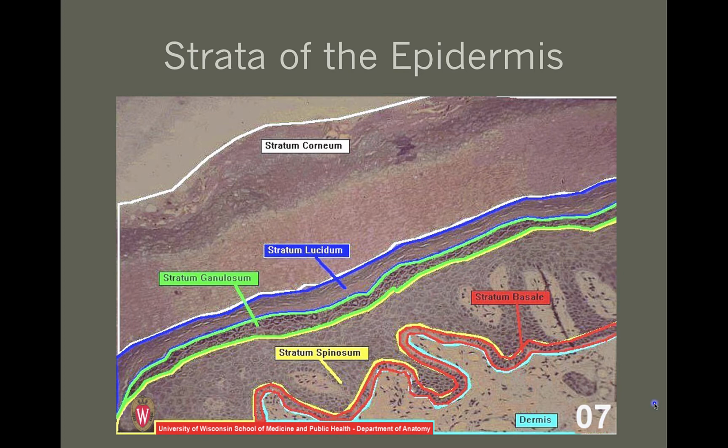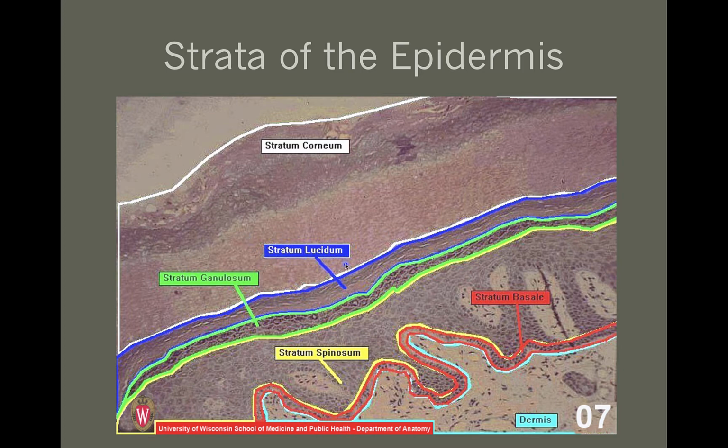Now, a closer look at these different layers. We've got them colored in here with some lines. So out here would be our external environment, and deep to this white line is our stratum corneum. We can see that this layer is really, really thick, and if you remember from the previous slide, that is dead keratinocytes. So if we were looking in there, we wouldn't see any nuclei.